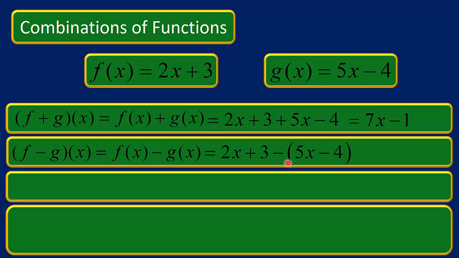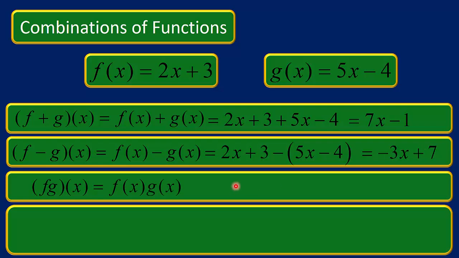Because if you don't, you would end up getting the wrong result, because you would end up having minus 5x minus 4, but in reality, this minus and this minus make a plus. So if you work this out, you would get 2x minus 5x, negative 3x. 3 plus 4 would be 7.